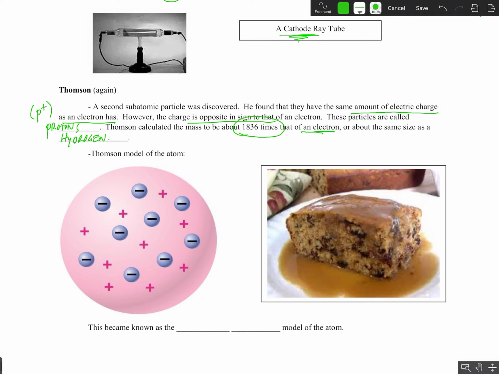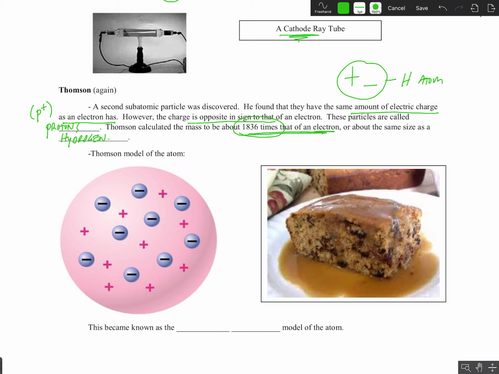Think about how much smaller. If they're 1,836 times bigger than an electron, and an electron is 1,837 times smaller than a hydrogen atom, in Thomson's mind, a hydrogen atom consisted of a proton and an electron. The sum of those two masses would be the size of a hydrogen atom. So, atoms in Thomson's mind were composed of these protons and these electrons combined within a sphere.